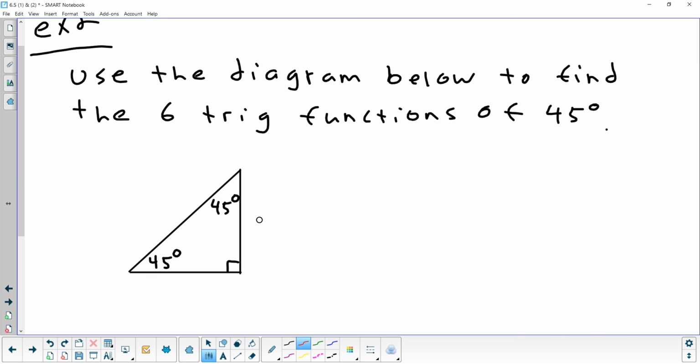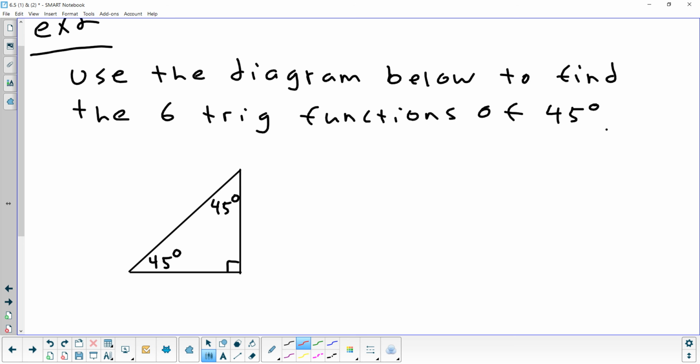Now, let me erase these for a second. What did I say earlier? If you're trying to find a trig function of an angle, does it matter what size triangle you use? No. So if you need to find the 6 trig functions of 45, all you need to do is draw a 45, 45, 90 triangle. It can be absolutely any size you want it to be. It just has to follow the rules of a 45, 45, 90 triangle.